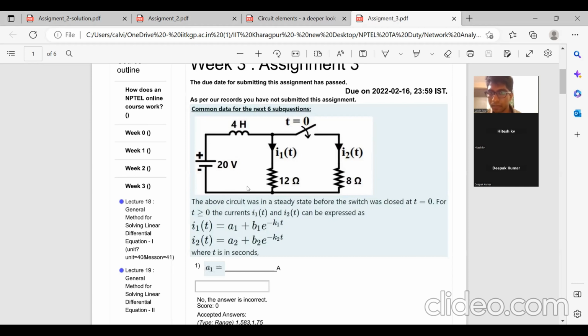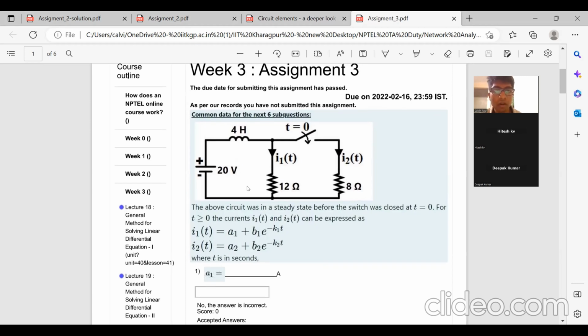I has into the effective parallel resistance. That is 1 by 12 plus 1 by 8, then again reciprocate. So I'll get the effective resistance value, and I into that resistance value goes in that equation.